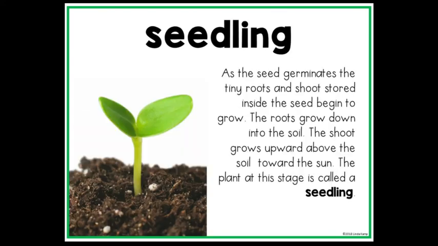Next comes the seedling. As the seed germinates, the tiny roots and shoots stored inside the seed begin to grow. The roots grow down into the soil. The shoot grows upward above the soil towards the sun. The plant at this stage is called a seedling. Okay, so this is the seedling.